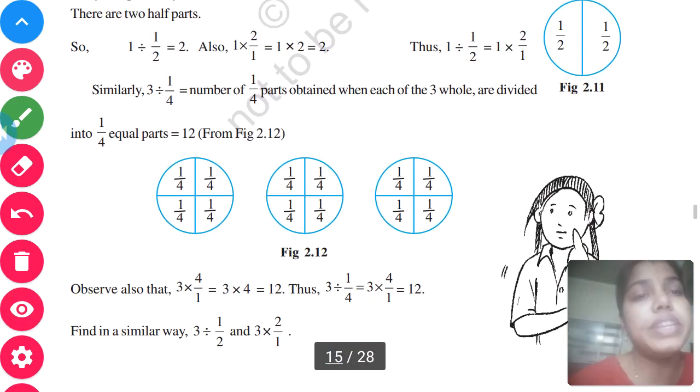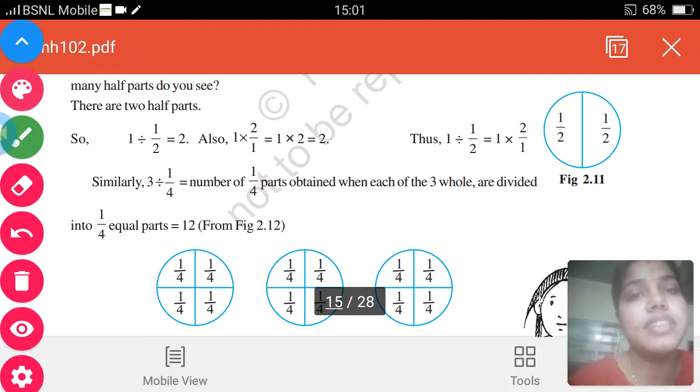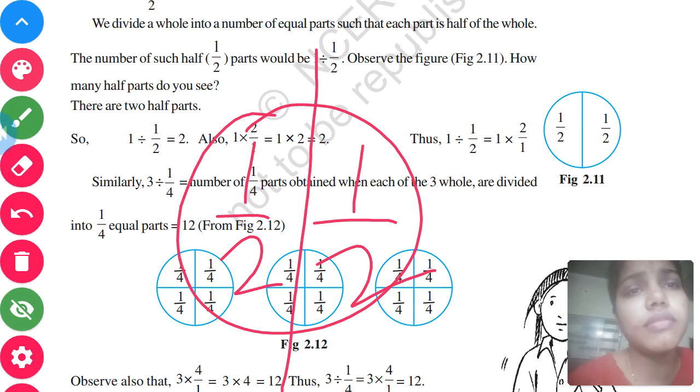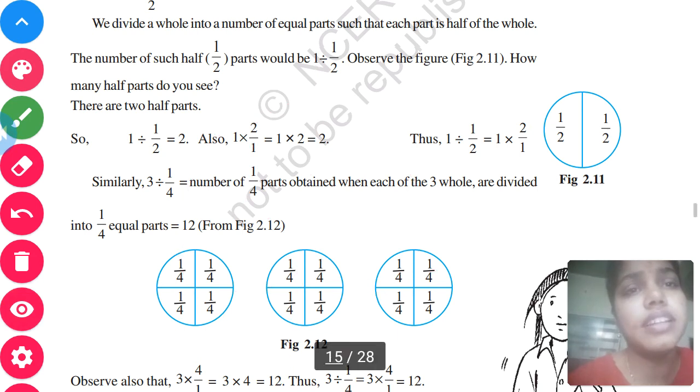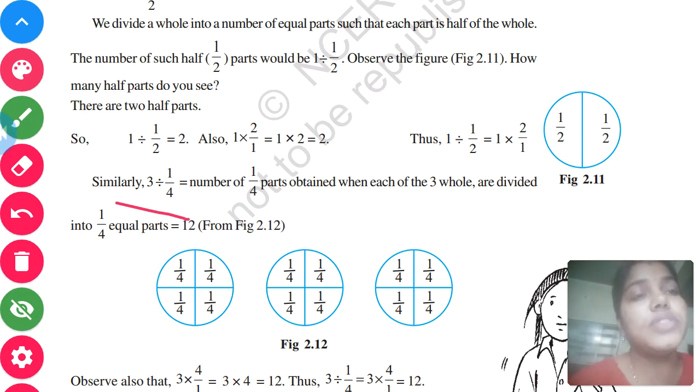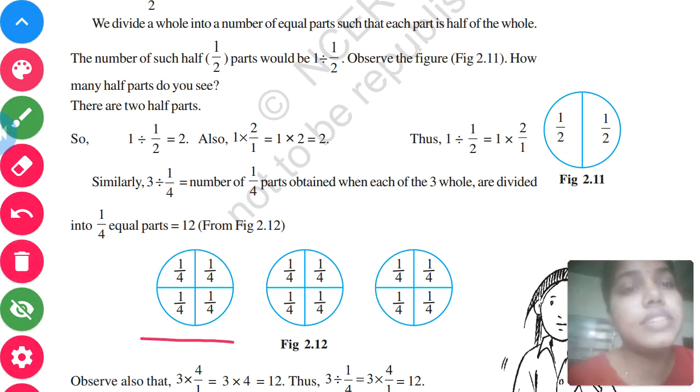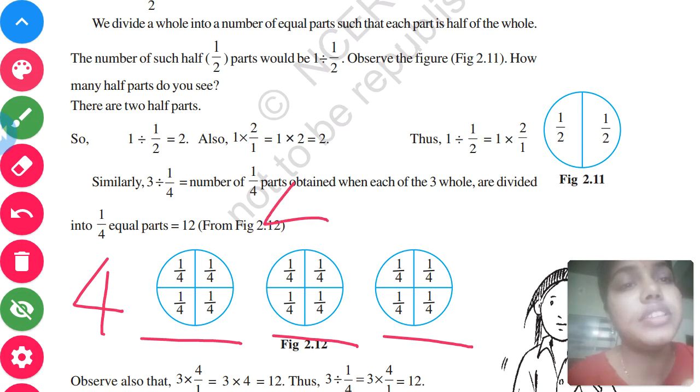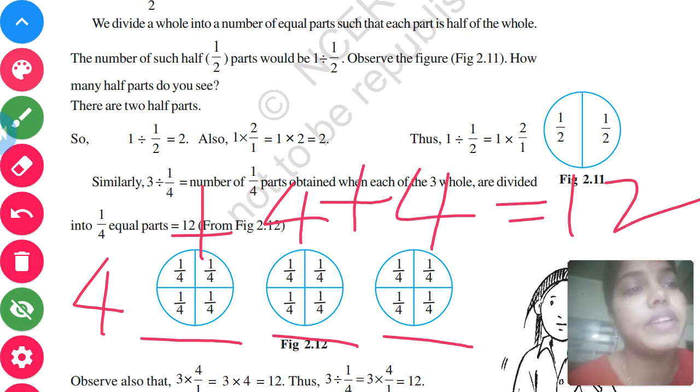One more example I would like to take, children, is 3 divided by 1 by 4. If I take 3 circles, as given here, and you're going to divide each into 1 by 4, 1 by 4, how many will you get here? Here it is 4 parts, here it is 4 parts, and here it is 4 parts, and when you add it, you're going to get what? 12 parts. This is the pictorial solution that we see.